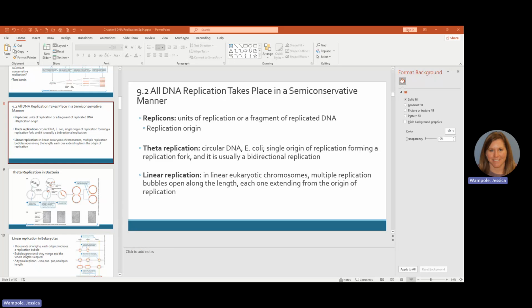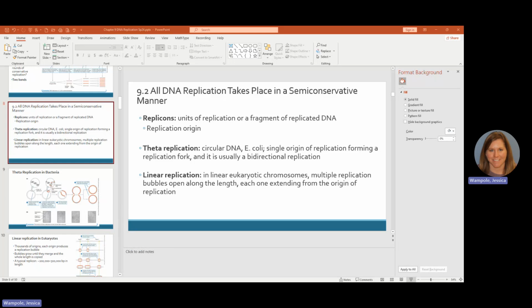We're going to learn about all the enzymes that are involved, and then we'll also look at what happens to the sequences when we're doing this, because we can kind of think about it in terms of the overall strand, and then we can also think about it in terms of the actual sequence. So just a couple of different terms. One of those is replicon. So a replicon is just a short fragment of replicated DNA.